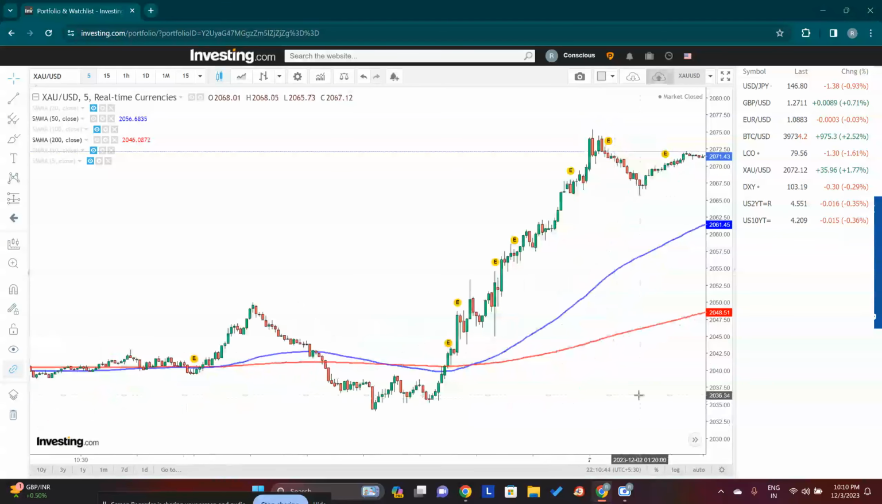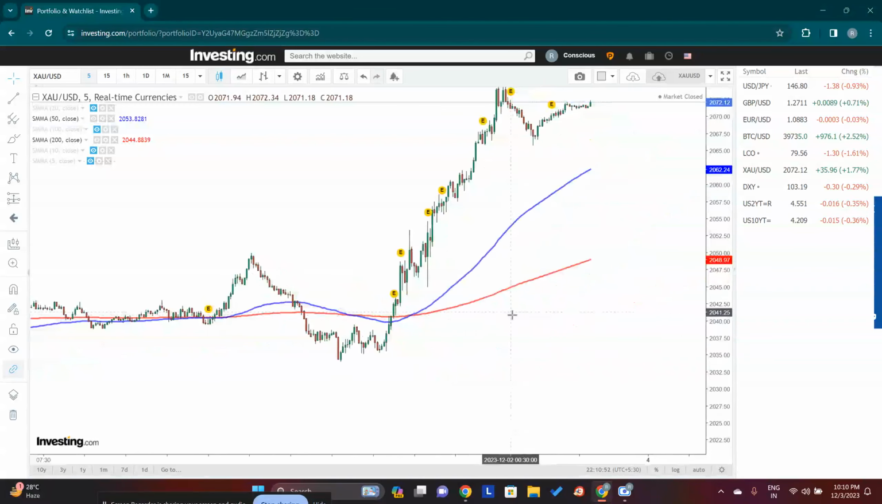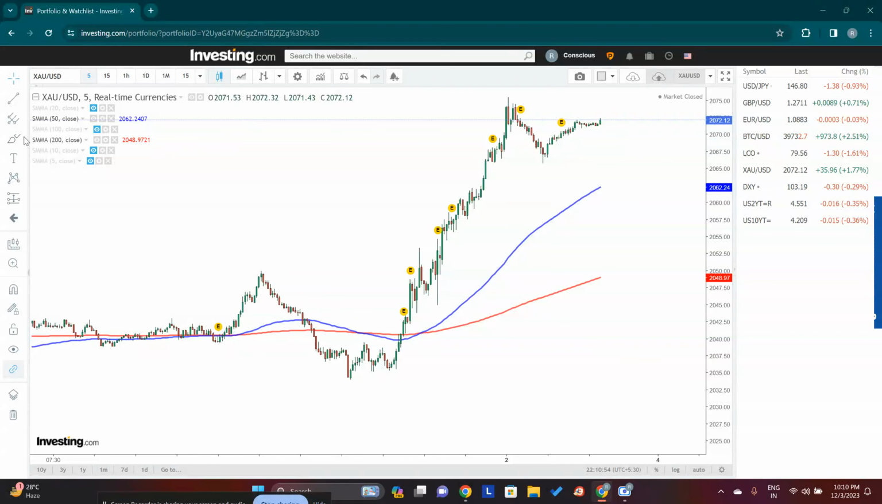When the 50 moving average crosses over the 200 moving average, it's called a bullish crossover, or another word for it is golden cross.